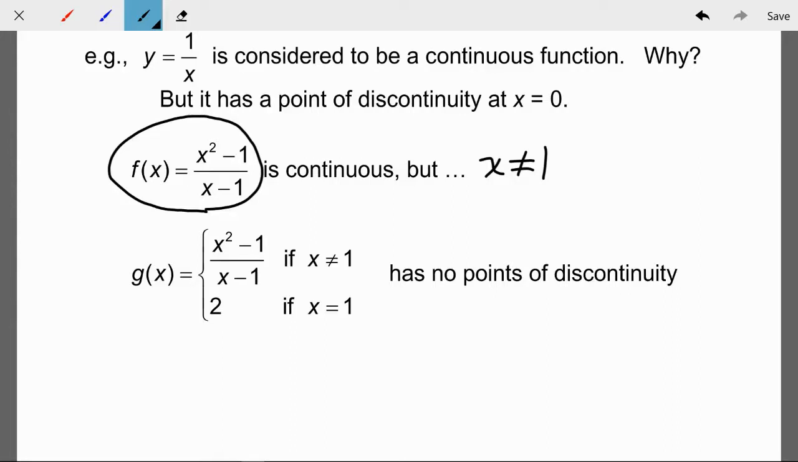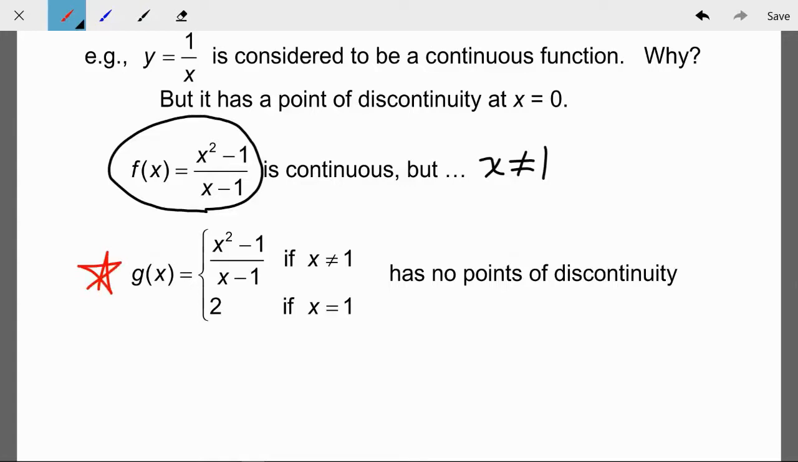Okay, so one of the types of questions that you're going to see is they're going to say rewrite this function so that it's continuous everywhere. Well, this function was not continuous at 1. So what we need to do is force our function to have a limit value equal to the function value at 1. And this is the way that it's done.